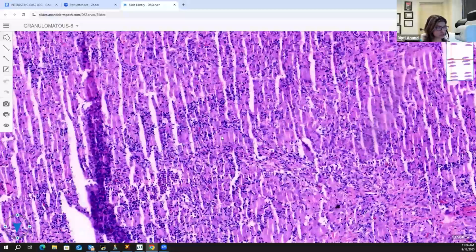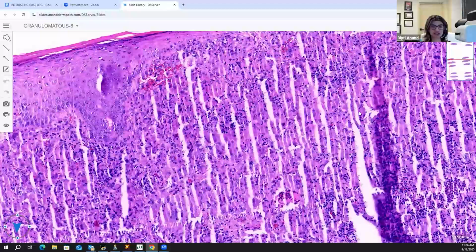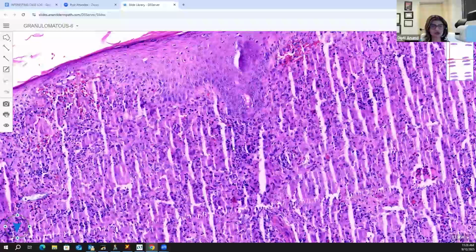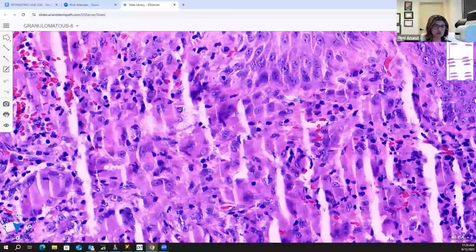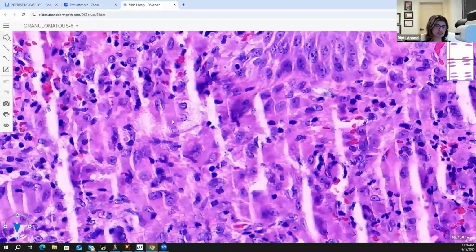Now, does everybody see? Were you able to see the Touton giant cells? So the bottom line is that the Touton giant cells, if you see xanthogranuloma in a differential, make sure that you're looking around. Superficial areas are a good place to look around. This is another Touton giant cell right here.